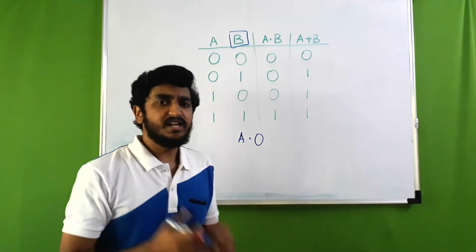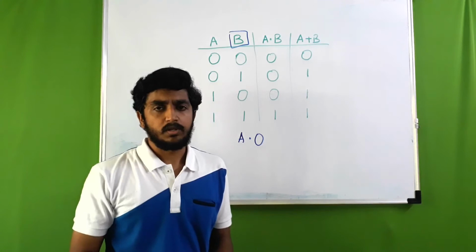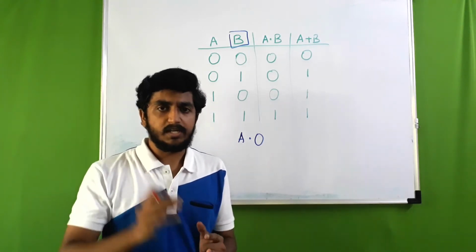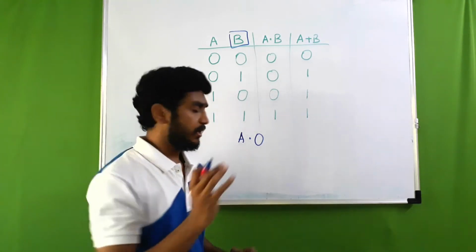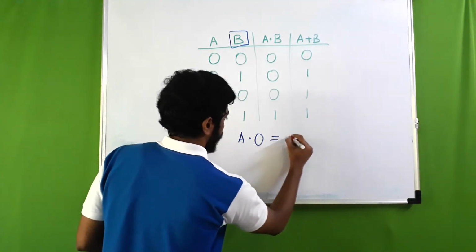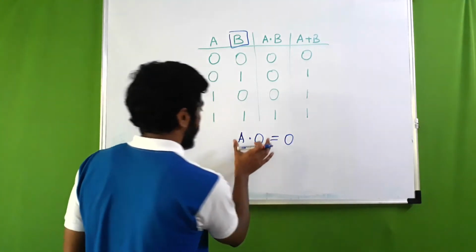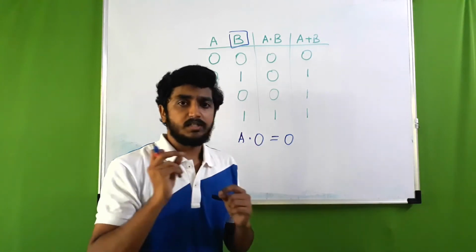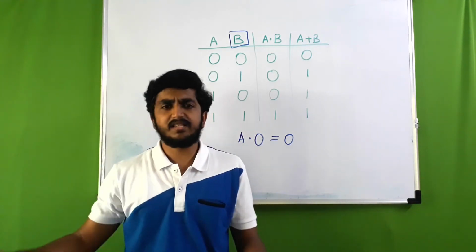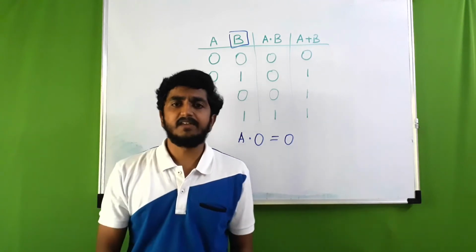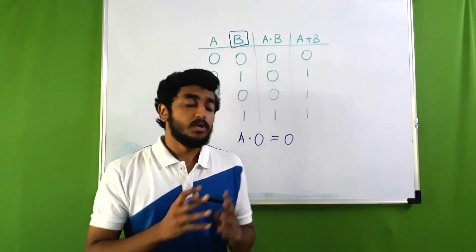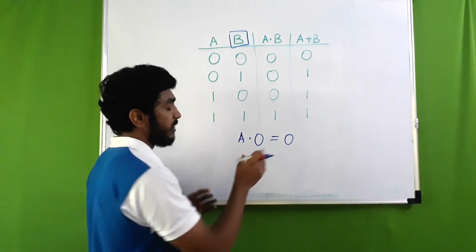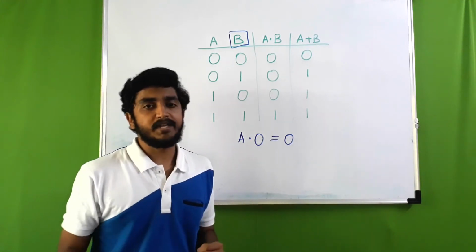This means it doesn't matter if a is 1 or 0. If one of the variables is 0 in AND logic, you will always get a 0. So whenever you encounter a particular expression, when there is one variable 0 and it is ANDed to any other big equation, it entirely will become 0. So this particular thing is really useful for simplifying expressions.